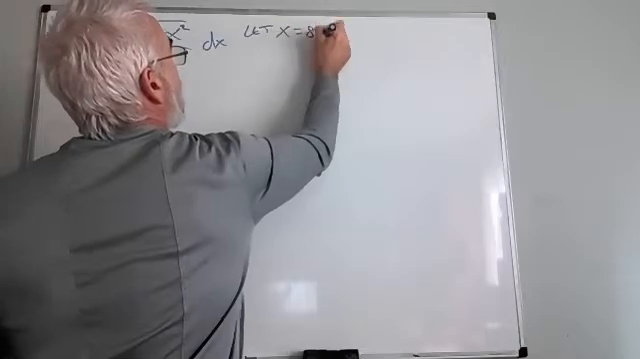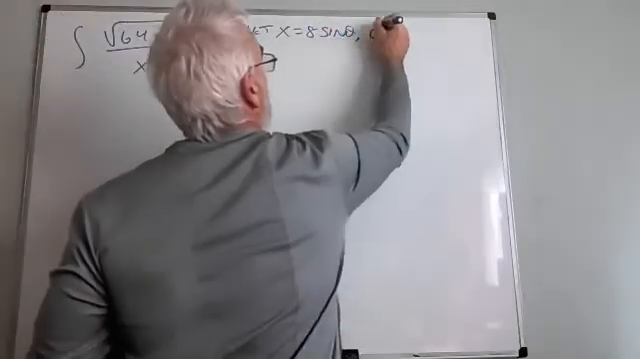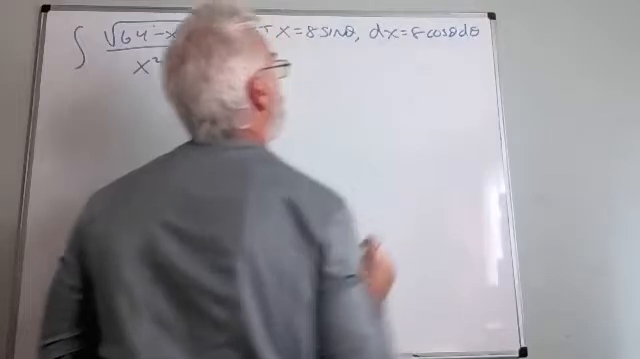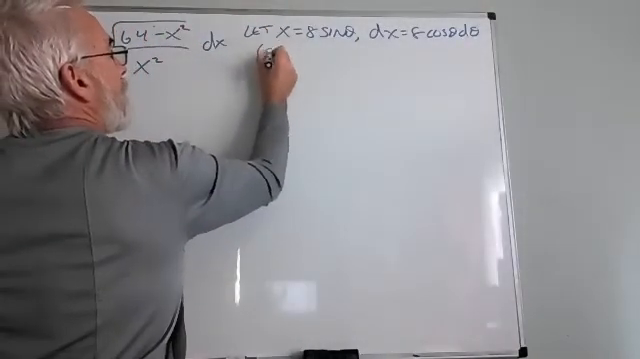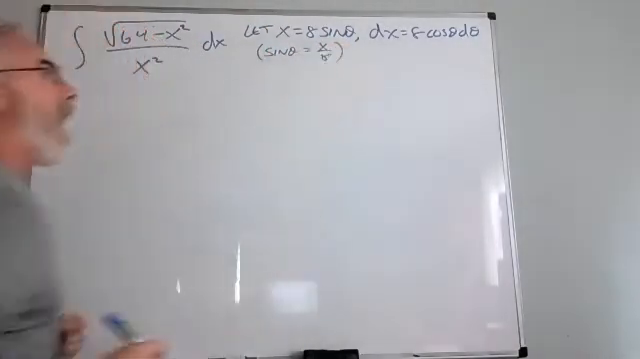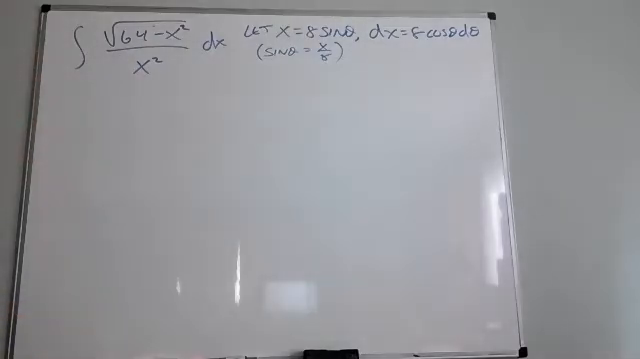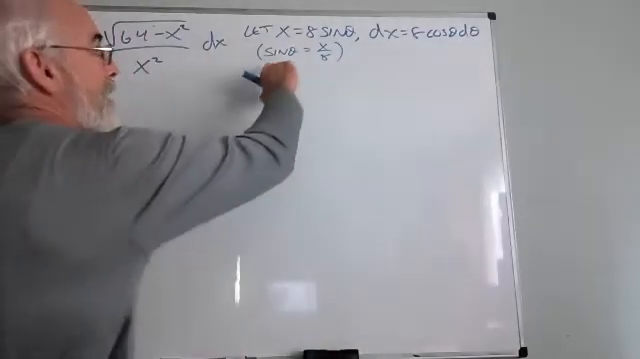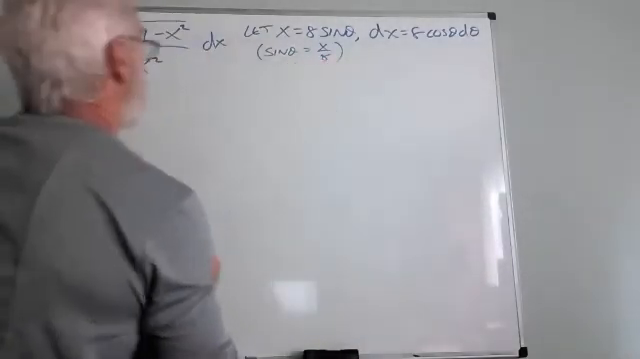let x equal 8 sine theta, then dx will be 8 cos theta d theta. And I'll put in parentheses, that means that the sine of theta is simply x over 8. I'm going to need that at the end of the problem because we're going to do an integration involving only theta. At the end, I'm going to need to substitute back in terms of x, and that's probably going to be the roadmap that I use.